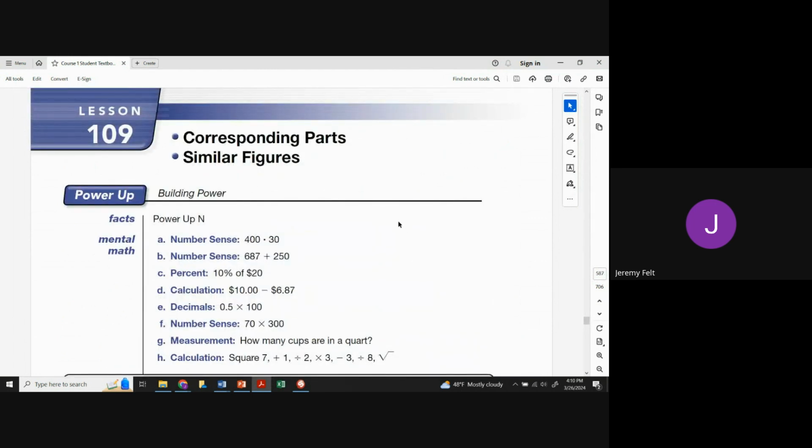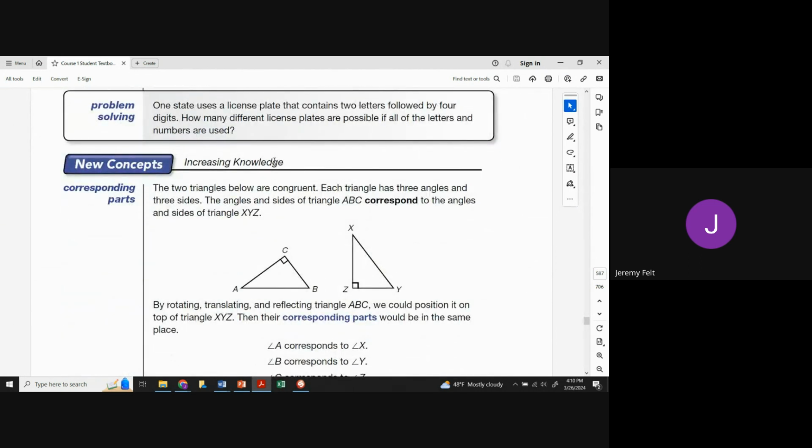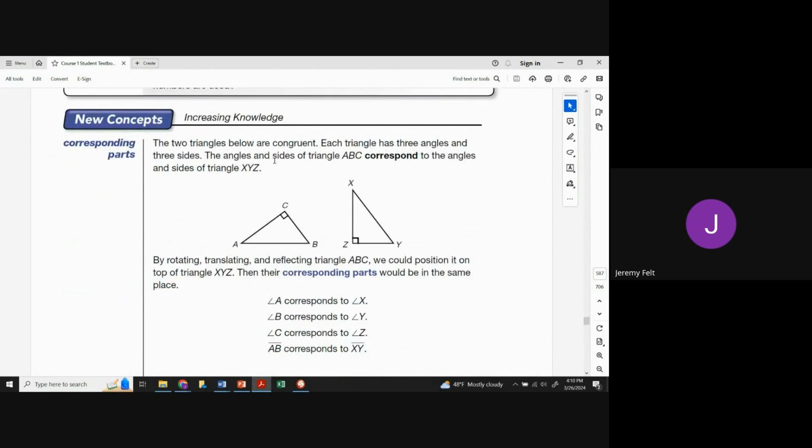Next lesson, similar figures and corresponding parts. Just continue on with what we talked about. If we're saying that the parts are corresponding, that means we're looking at which angles or side lengths correspond, or are basically matched up.